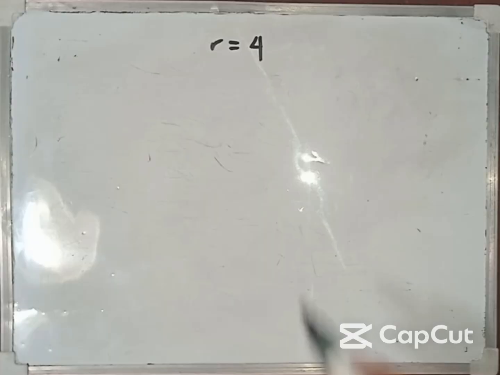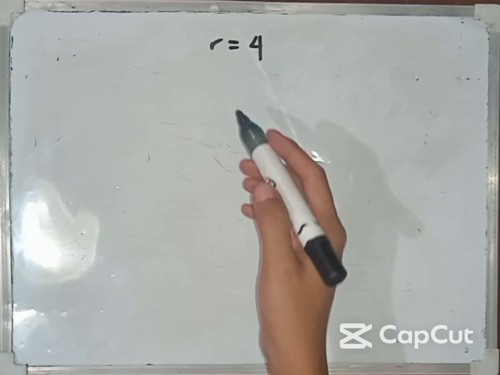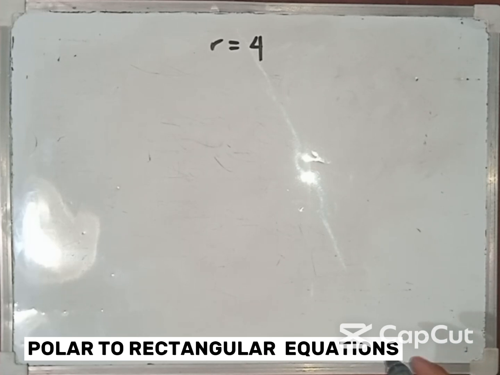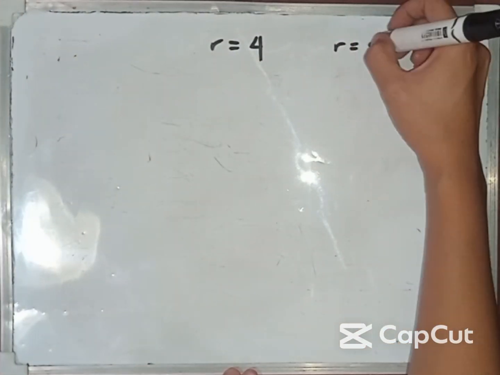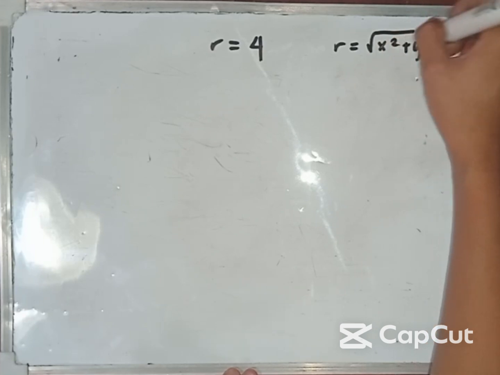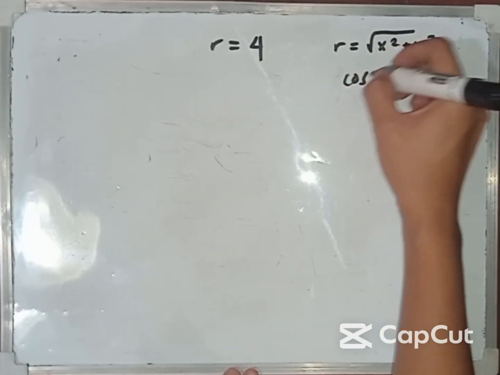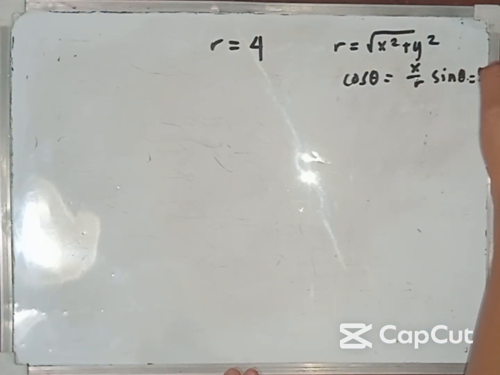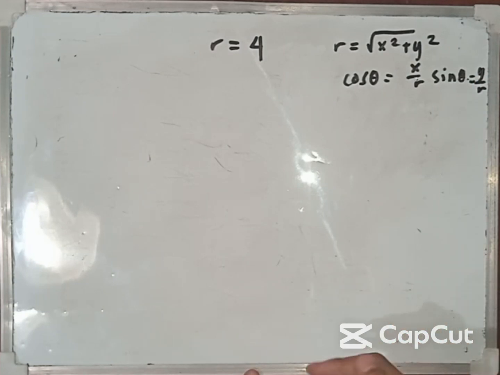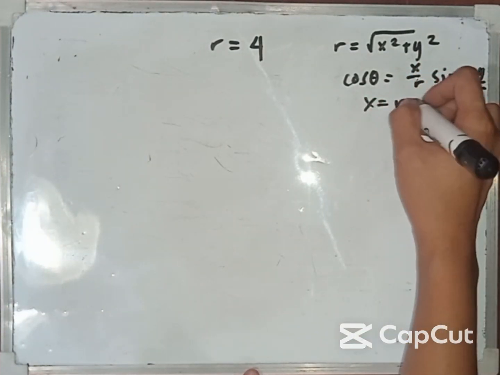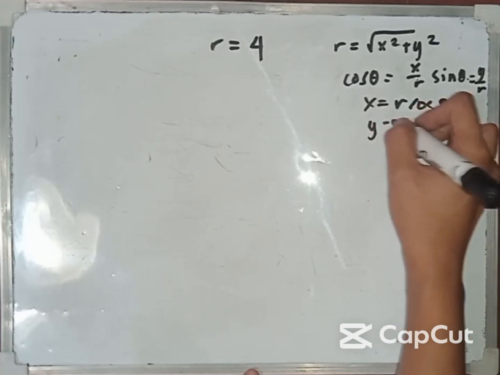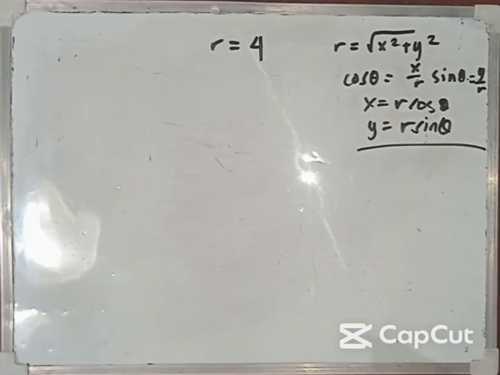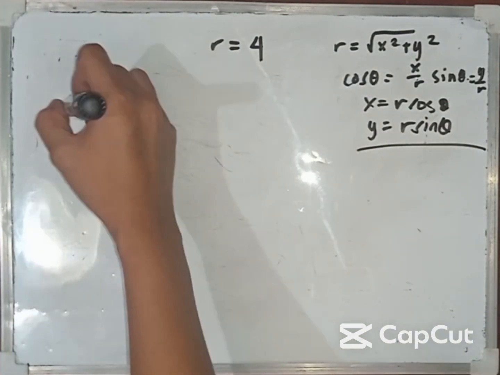If you think you cannot do it, just pause the video and try this one. Okay, we have here r is equal to 4 and we are going to convert this one into a rectangular equation. So how? The first thing is to recall what we have learned from the previous problems that we have earlier. So we have here the key information that we are going to be using in converting this polar to rectangular equation.